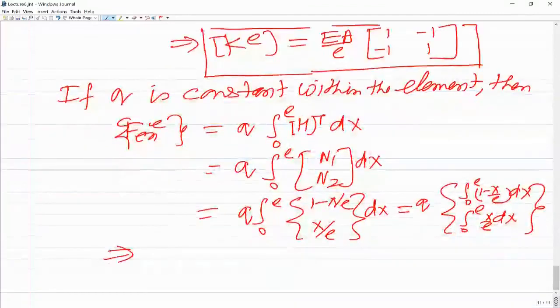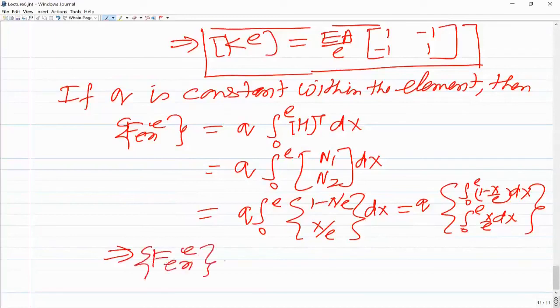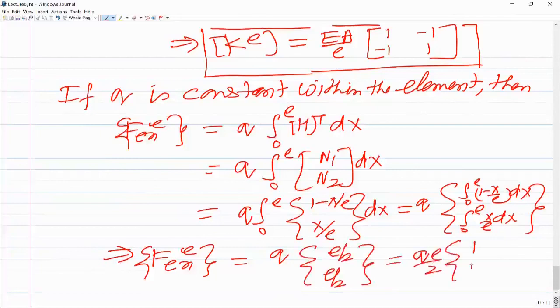So finally, if you carry out the integration, you will see that the first term would be x, and the second would be minus x square upon 2L, and when you put the limits you will get basically L by 2. So you will finally see that f external for the element will come out as q, and here we will have L by 2, L by 2. So these definite integrals, when you evaluate, you will get these, and L by 2 can be taken common, so we will have qL by 2, 1 and 1. So this is the external load vector.